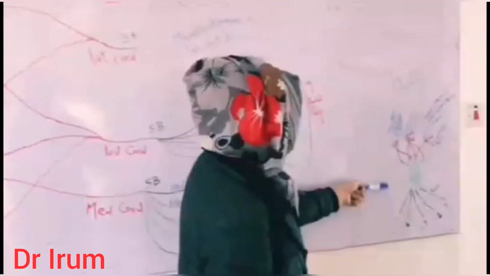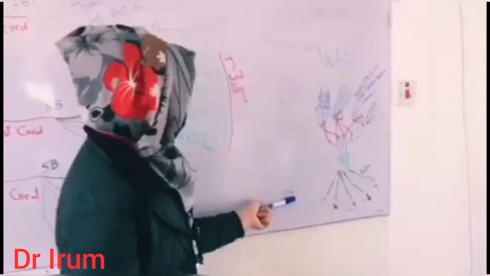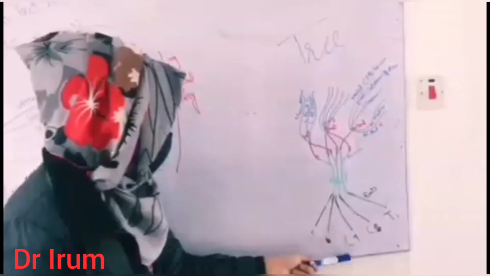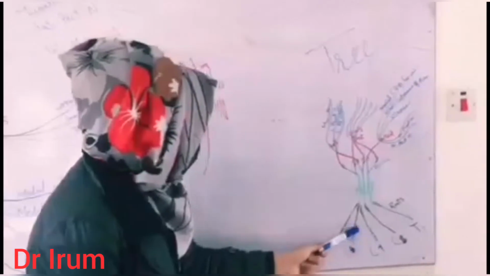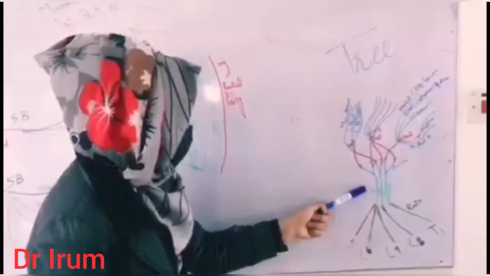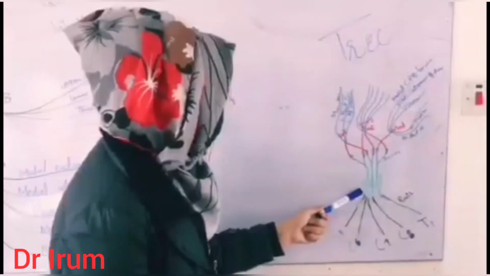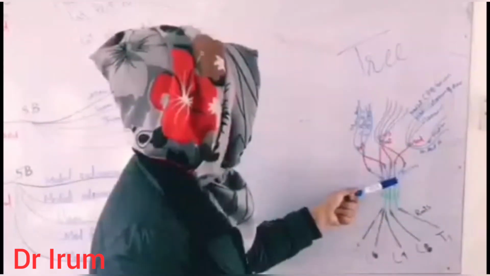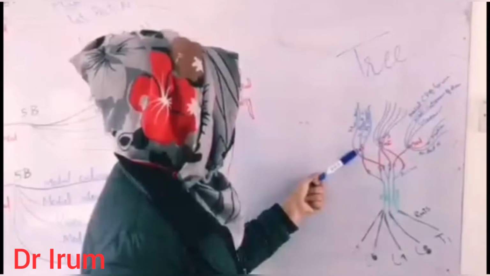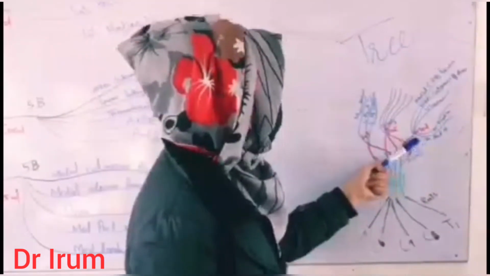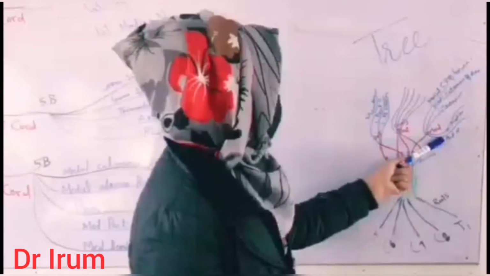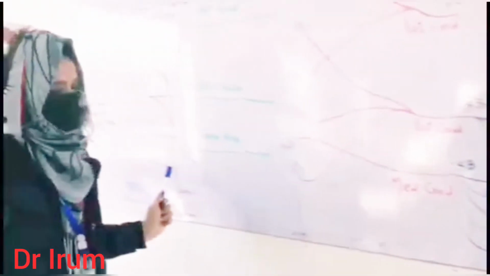We can remember this by a tree, as the tree has roots C5, 6, 7, 8 and T1. The tree has a trunk and lateral, upper, medial, posterior and lower. The trunk is divided into anterior and posterior divisions. These combine to form the cords: medial, lateral and posterior, and these are divided into branches. So this is the brachial plexus.